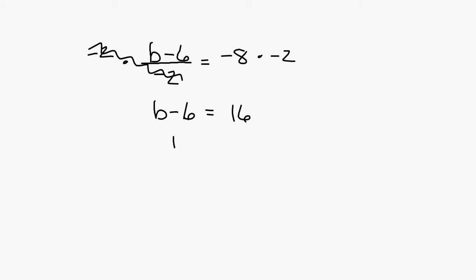So next you'll add 6 to each side. These 6s will cancel out. And b is equal to 22.